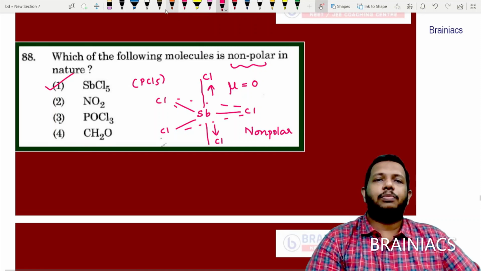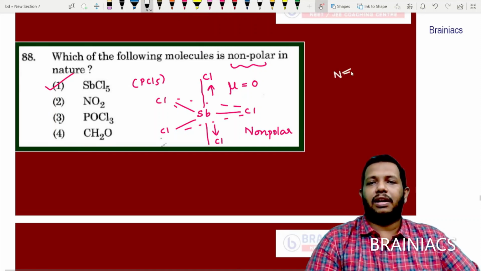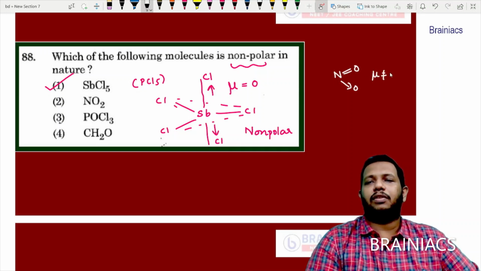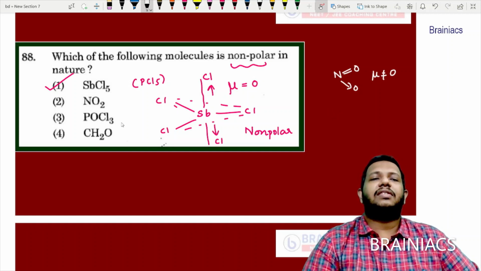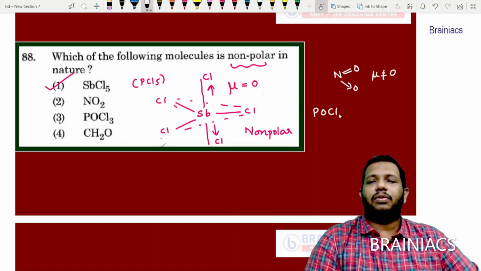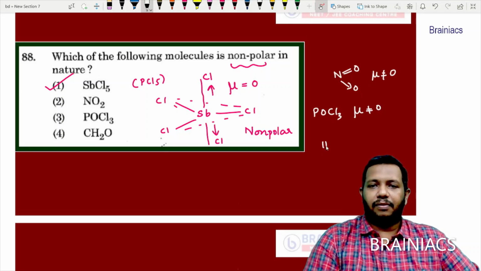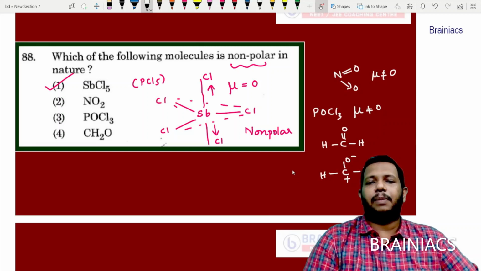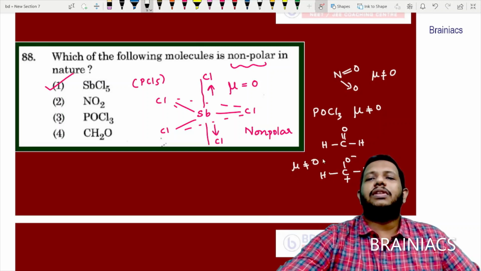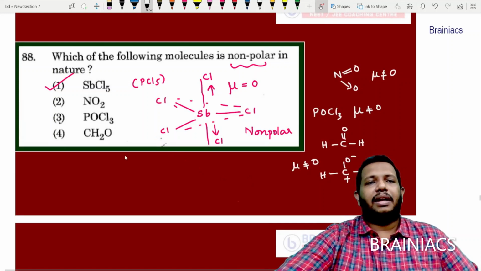But if you analyze the other options, you can easily say NO2, we know N double bond O, so there is a polarity difference, and therefore the dipole moment is not equal to 0. POCl3 also, if you see the structure, has a dipole moment not equal to 0. It is also a polar compound. And CH2O is nothing but our formaldehyde HCHO. We know the carbonyl group is polar, O minus and plus charge on C and H, so the dipole moment is also not equal to 0. So all these are polar compounds. Clear? So the answer is SbCl5.